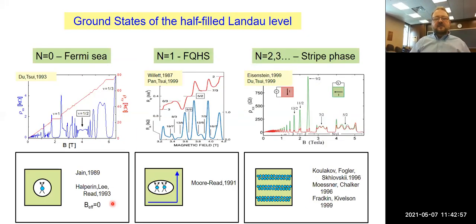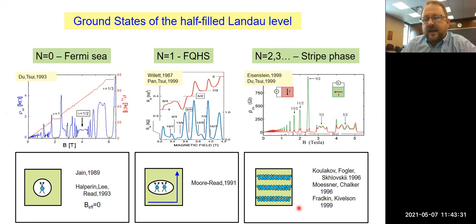This is a quick review slide, pretty busy, but perhaps I don't need to spend a lot of time on it. We are looking at the Half-field Landau levels, and at the orbital quantum number 0, we're going to have the Fermi sea of composite fermions. At the orbital quantum number 1, we're going to have the fractional quantum Hall effect. And then finally, in the high Landau levels, we're going to have the stripe phase. So this is specifically at filling factor 1/2, or a half-filled Landau level.